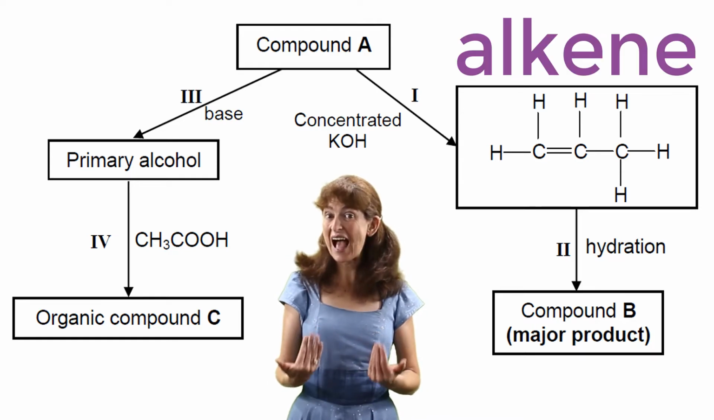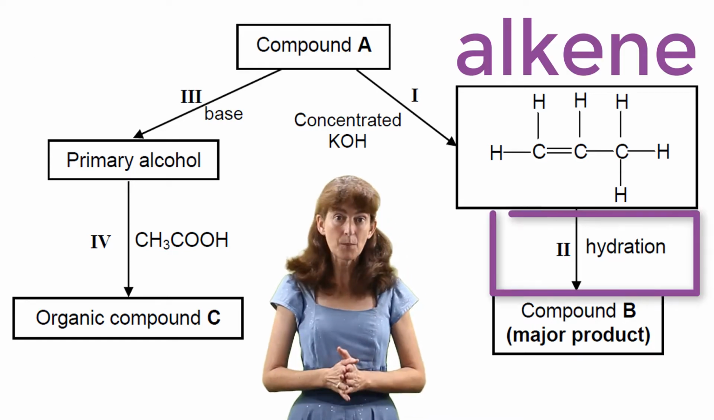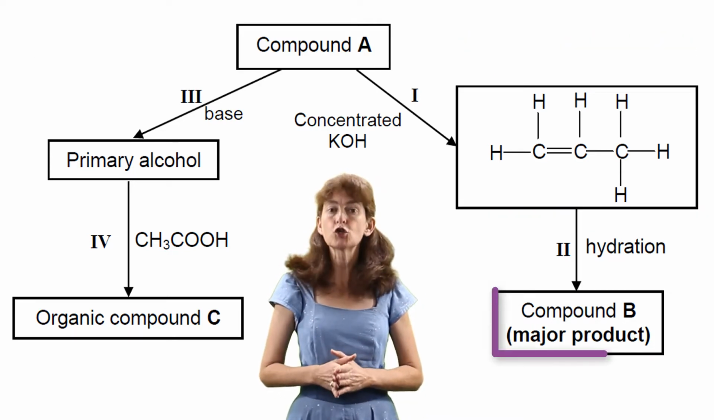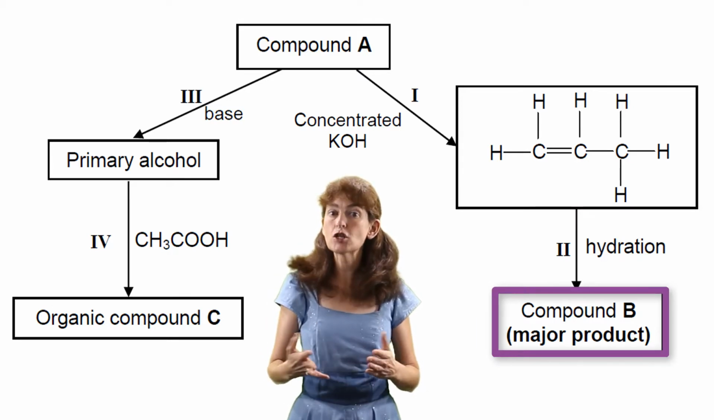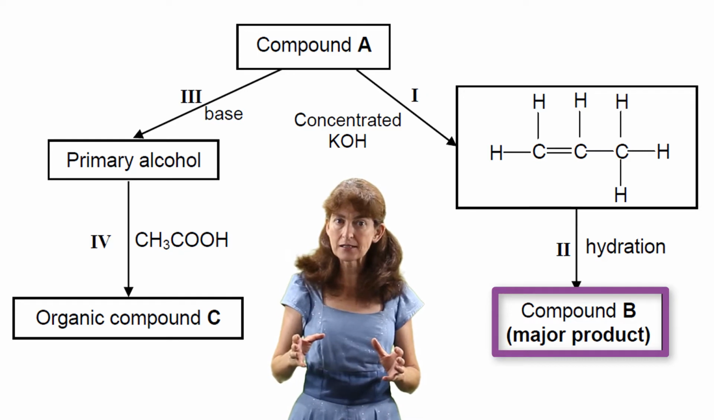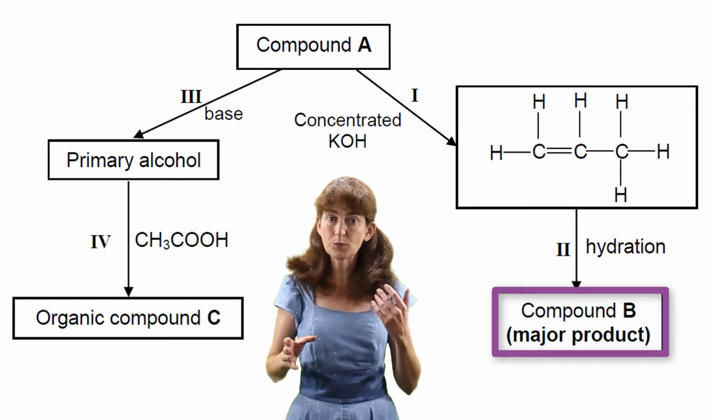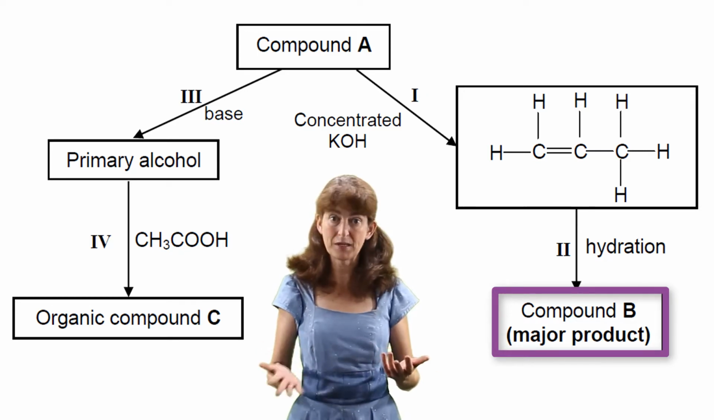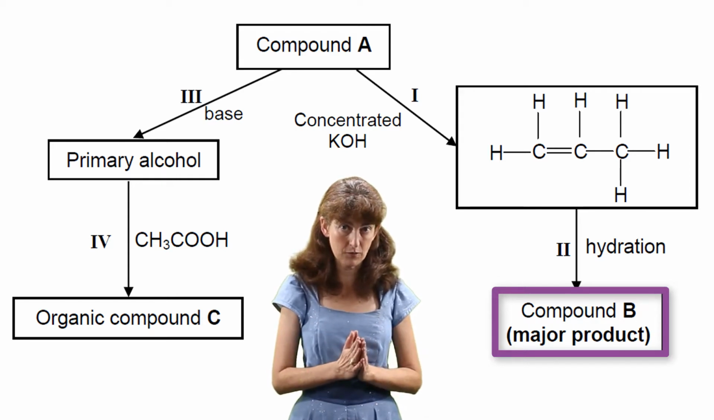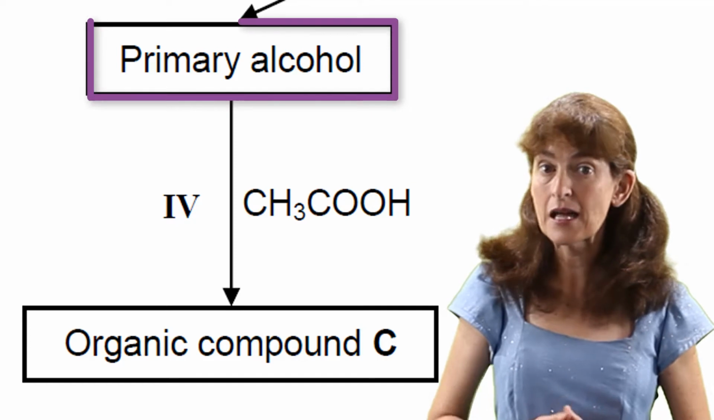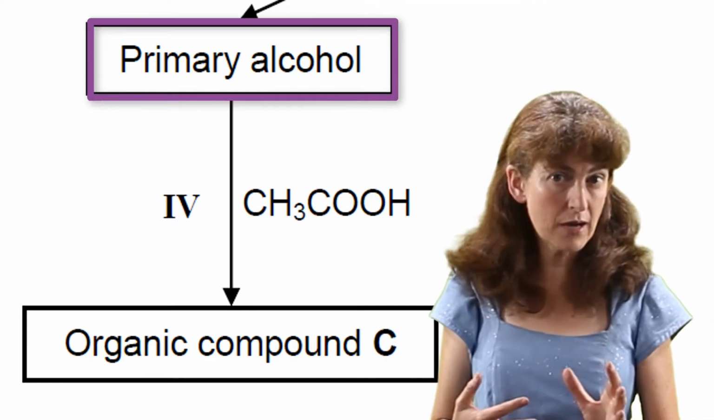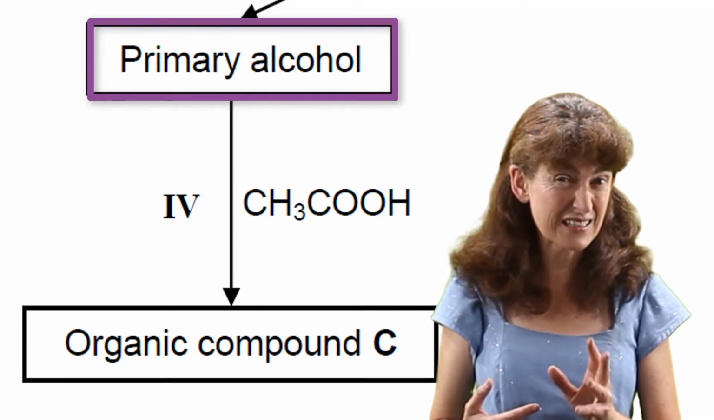We see that the alkene reacts by hydration to produce compound B, which we're told is the major product. So we need to understand, how do we determine what would be the major and what would be the minor product in this particular reaction? Let's go across to the other side, and we see that this alcohol, it's a primary alcohol, so we need to understand, what does that mean?